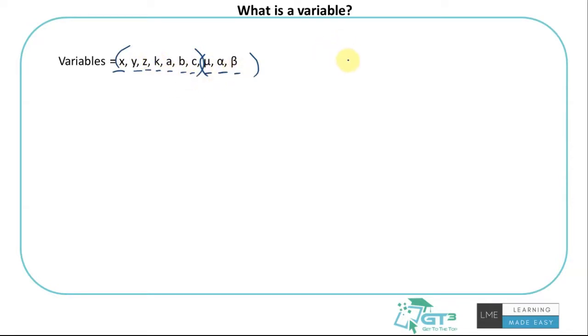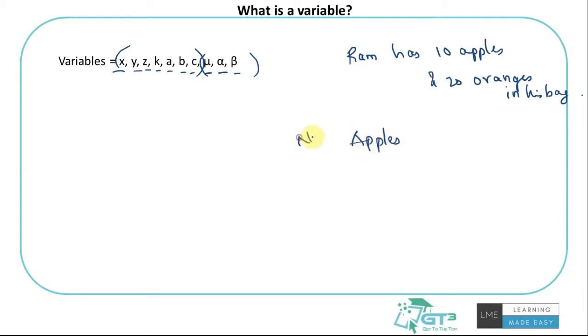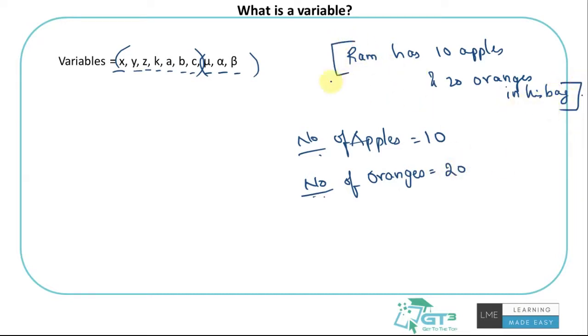If I know the answer to a question, let's assume that Ram has 10 apples and 20 oranges in his bag. If I ask you how many apples Ram has in his bag, you would say the answer is 10 because you know it. If I ask you the number of oranges, you would say 20. Now let's say Ram has not given any information, and you don't know how many apples and oranges he is carrying in his bag.